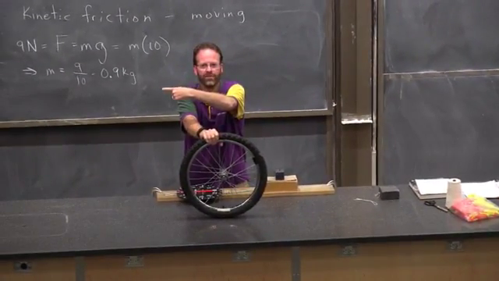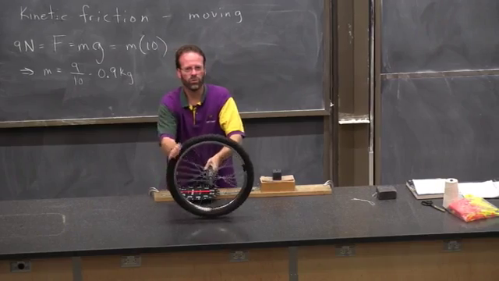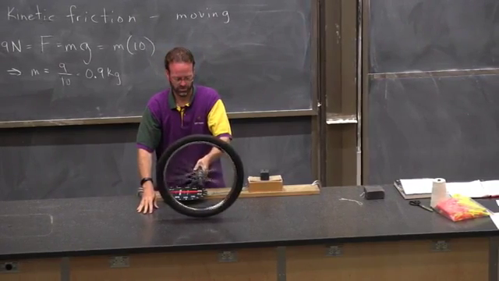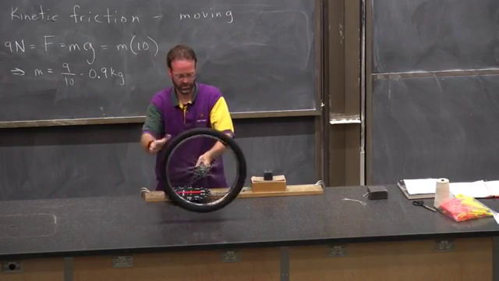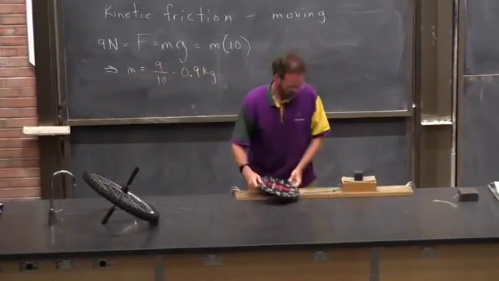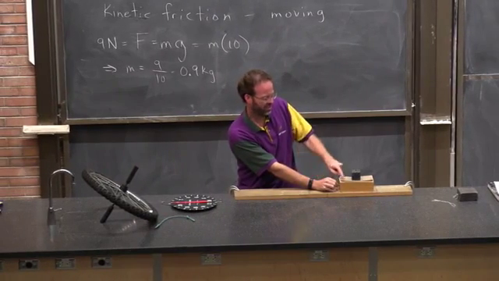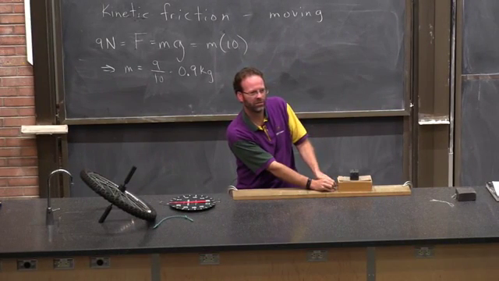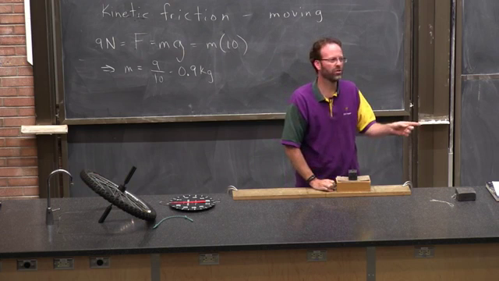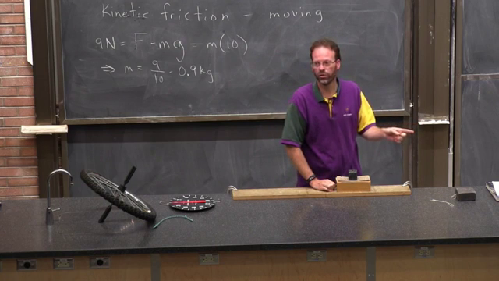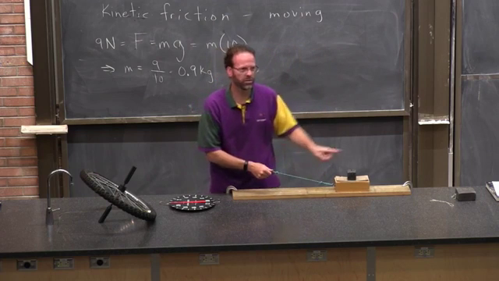Most of you are pointing that way. Which way is the wheel trying to move at the surface? Yeah, the wheel's trying to move that way, isn't it? Let's pause. Which way is this trying to move? Yeah, that way, because I'm trying to move it that way. So friction's always opposite the direction of motion or intended motion. I'm intending it to move to your left, so friction's to the right.